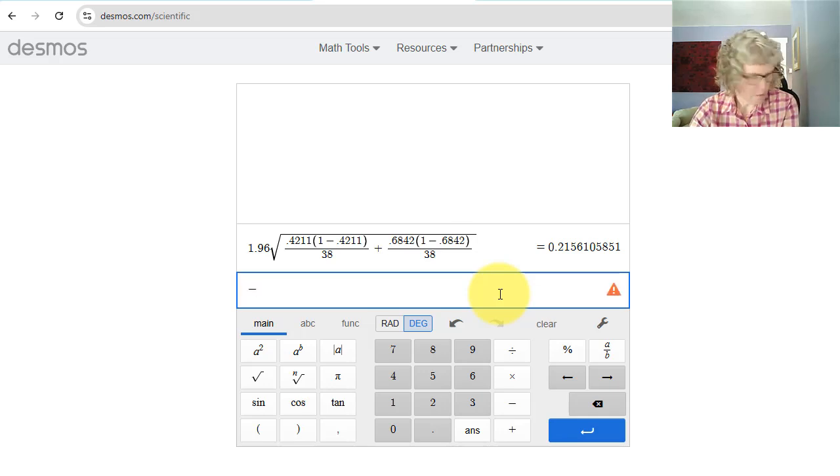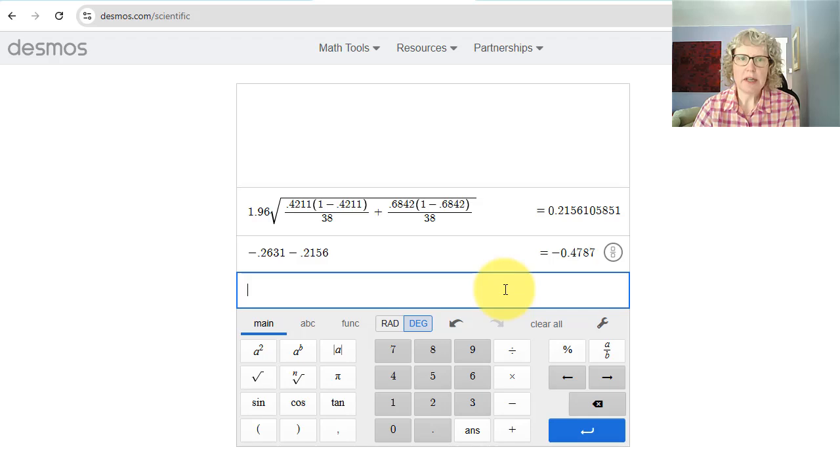So negative, remember put your negative in there, 0.2631 minus 0.2156. Okay, so that gives me the negative one. Negative 0.2631 plus, actually I don't know if this is gonna be positive or negative. 0.2156. Right, okay. These were supposed to both be negative because they were both positive in the other, when we did it in the other order.